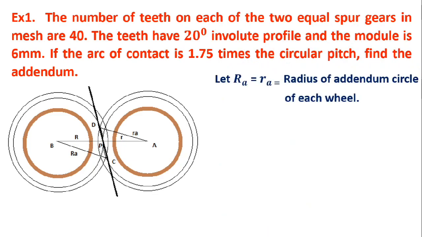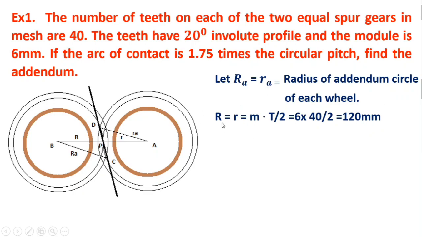Here capital RA is equal to small ra, the radius of the addendum circle of each wheel. Then small r is equal to capital R, which is equal to m into t by 2, which is equal to 6 into 40 by 2, that is equal to 120 mm. That is the pitch circle radius.